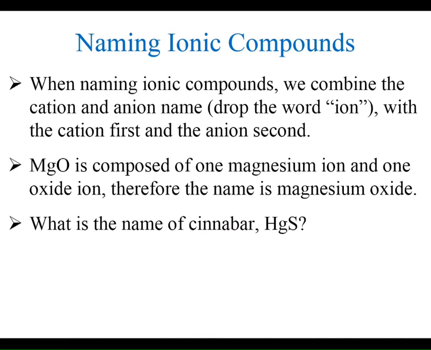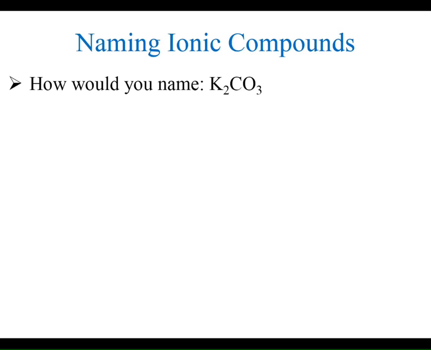Okay, let's do a few more together. K2CO3. What is K? Does potassium need a Roman numeral? Why doesn't it? Mercury did, chromium did. Because it's in group 1, which means it doesn't ever vary, right? So there's no reason for you to tell me potassium 1 or whatever. It's always 1. Okay, so that's easy.